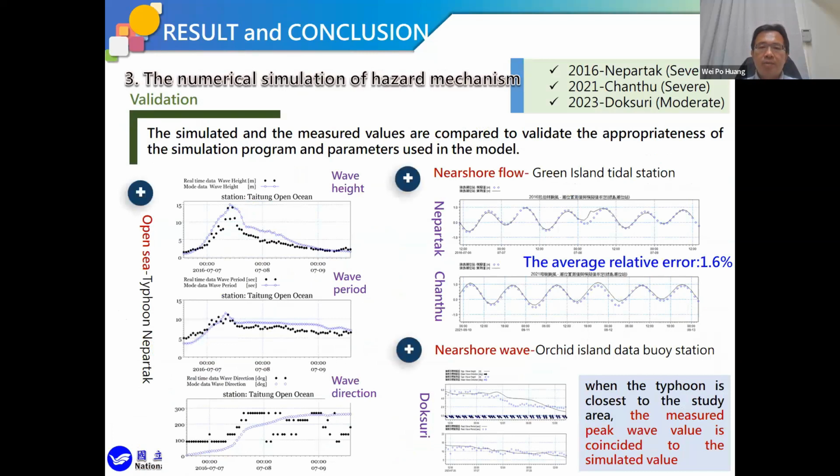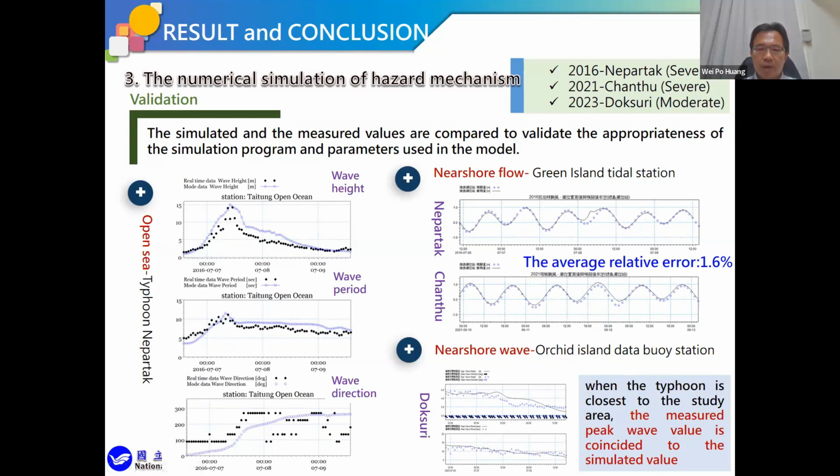The comparison of simulated and measured values serves as a crucial step to validate the appropriateness of the simulation program and parameters conducted in the model. As depicted on the slide, the measured data is represented by the black dotted line. In contrast, the simulated data is depicted by the blue dotted line. This comprehensive validation process includes a comparison of wave height, wave period, wave direction, as well as simulated current fields and the variation of tidal elevation.